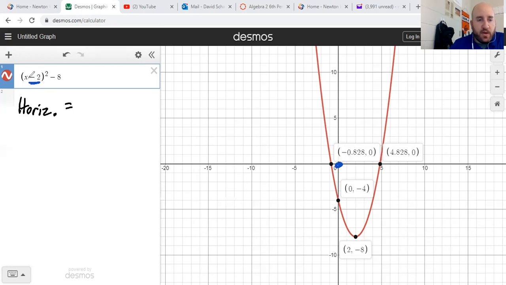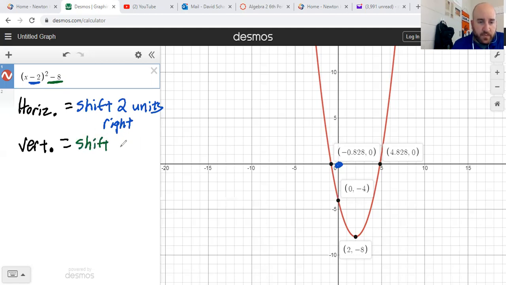So this -2, if I got a number inside the parentheses next to x, that is my horizontal translation, horizontal shift, and it goes the opposite sign of what you think it's going to do. So if we're talking horizontally, we would think -2 would be 2 to the left, but it's actually a shift 2 units to the right. My vertical shift, again, I'm shorthanding with vert, is going to go in the same direction as you would think. So -8, you would think would be shift 8 units down, which it is. So I went right 2, down 8, and there's my vertex.